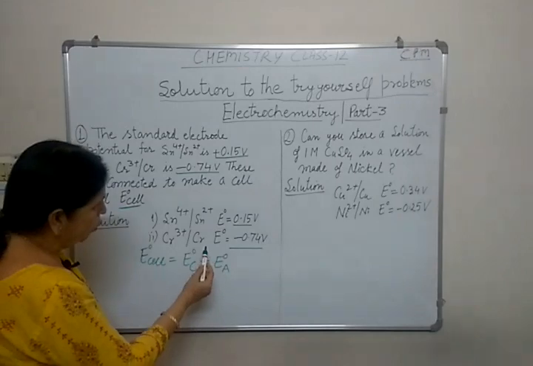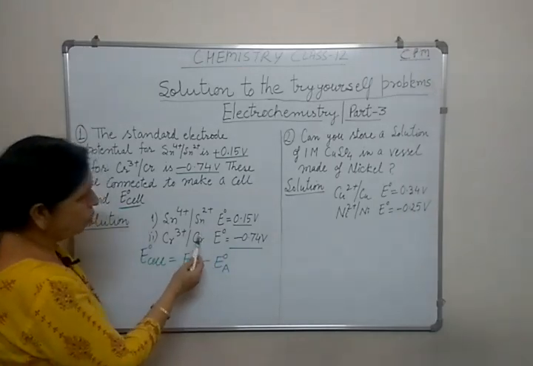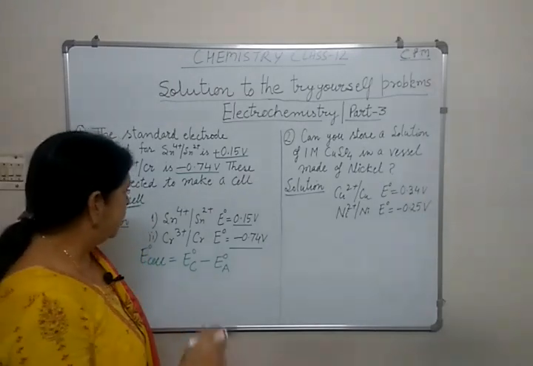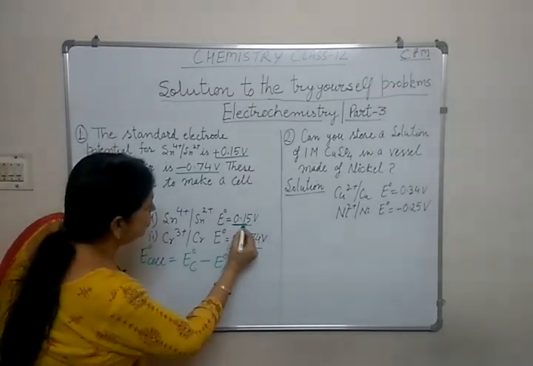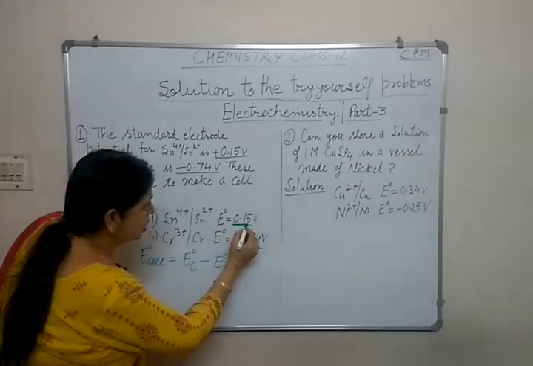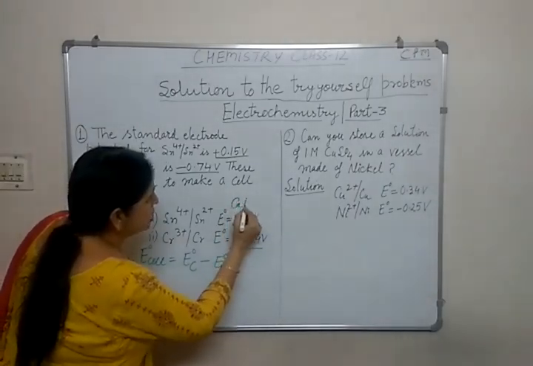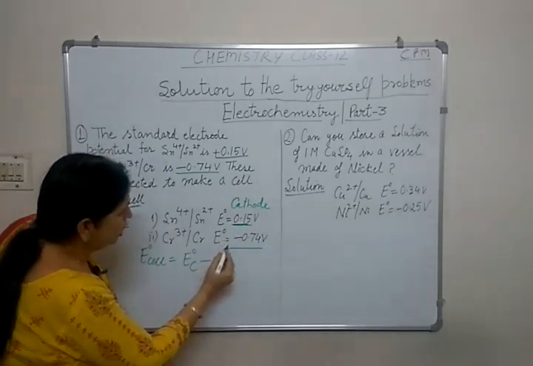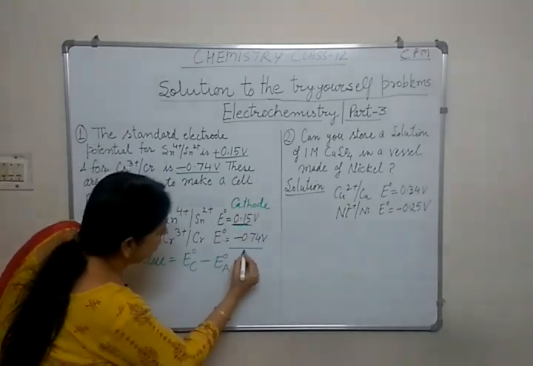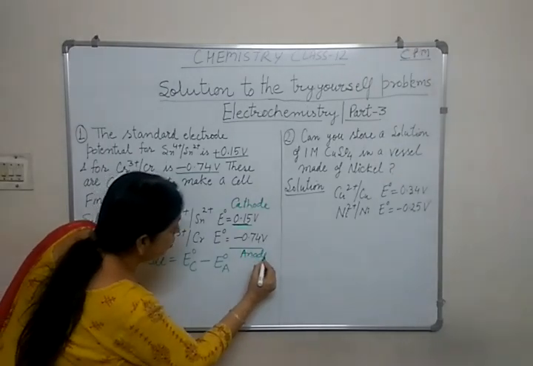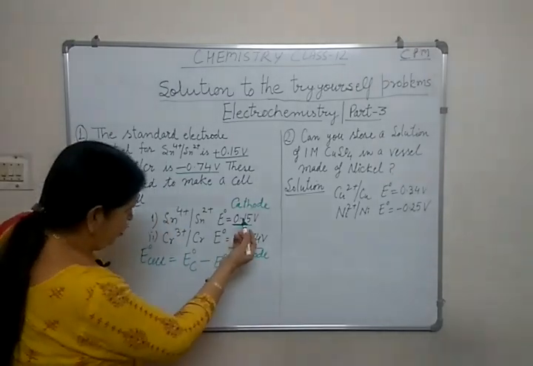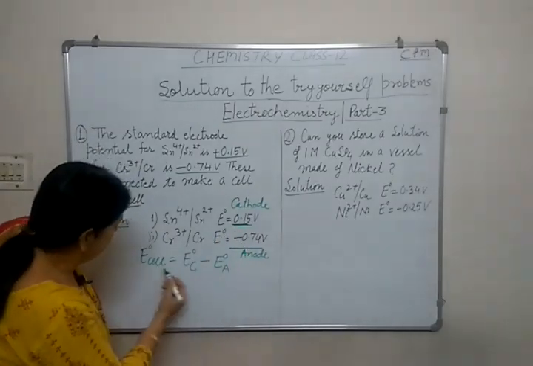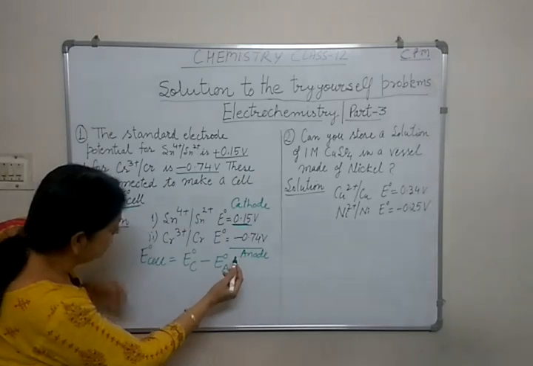Now the question is how to identify which of these two will act as cathode and which will act as anode. The electrode with higher reduction potential undergoes reduction and behaves as cathode, and in presence of this, the electrode with lower standard reduction potential will behave as anode. This will undergo oxidation. Now the question is clear to you. We know that this is cathode, this is anode, and E0 of cell is the difference of these two potentials.